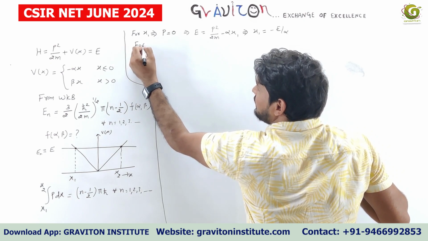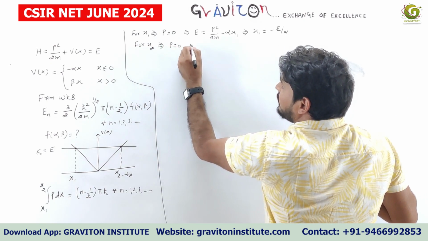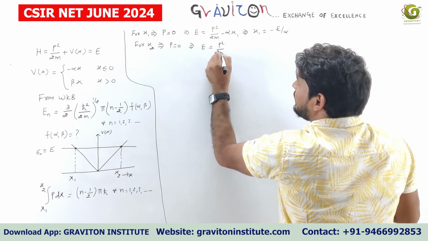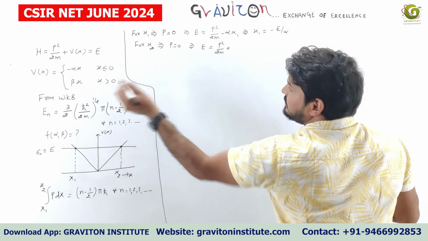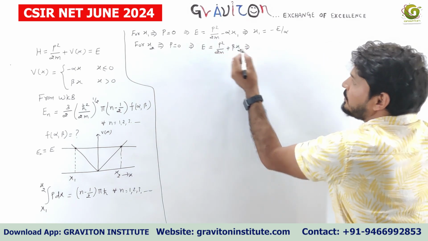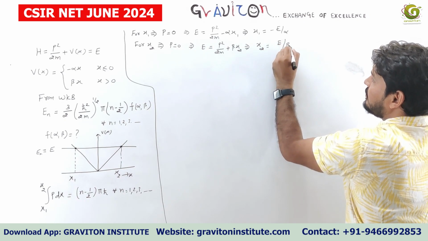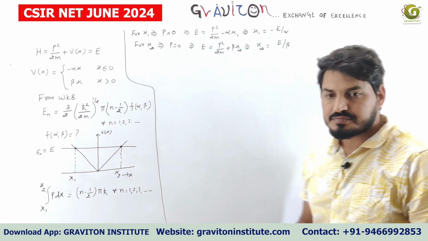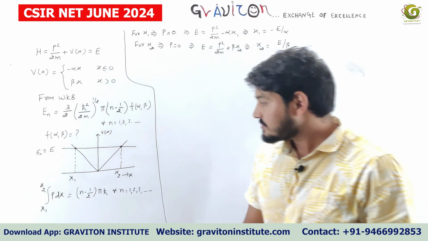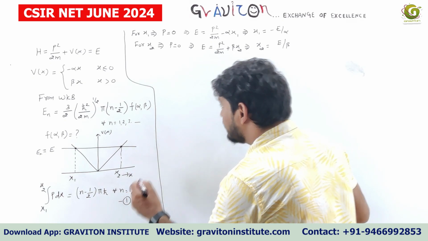Similarly, you can calculate x2. Again the momentum is 0 and the energy is p squared by 2m plus beta x. When you put p equal to 0, x2 becomes E by beta. Very simple. Now we know x1 and x2 for the limits, and we can put them in this formula. Let's suppose this is equation 1.